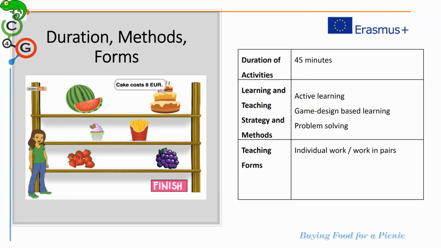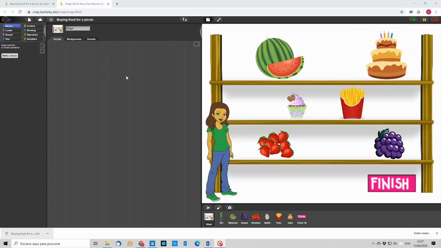This lesson is planned to take about 45 minutes. It will take place individually or in pairs, and it's based on active learning, game design based learning, and problem solving pedagogical approaches. So in this lesson, we are helping this girl to buy food for a picnic.